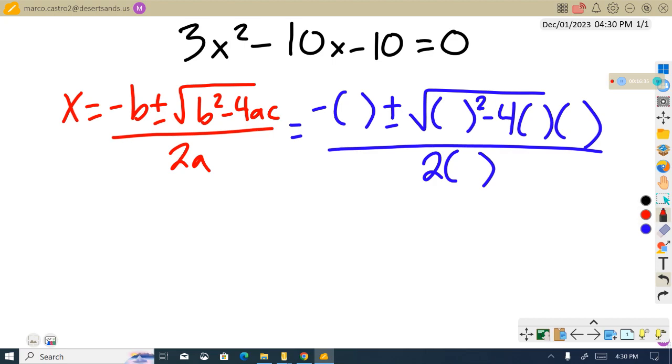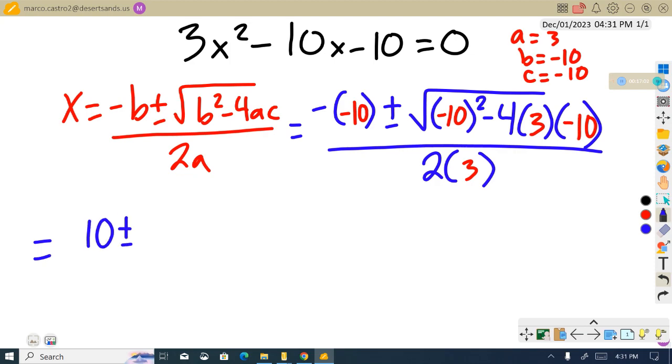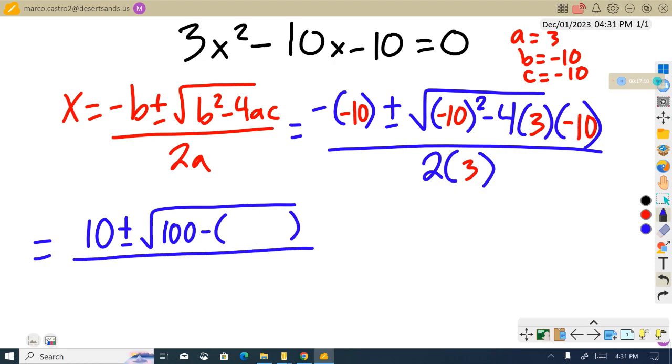So let's go plug in our values for a, b, and c, right? We can see that a would be equal to 3, b would be equal to negative 10, and c would be equal to negative 10 also. So let's be careful with our negatives. We'll put in a negative 10 right here. We plug in a negative 10 for b, plug in a 3 for a, and a negative 10 also for c, and a 3 for a. Okay, so now we're simplifying through, and we see that that's going to give us 10 plus or minus square root of 100 minus, and then give me a big blank parentheses to go there. It's all going to be divided by 6 at the end.